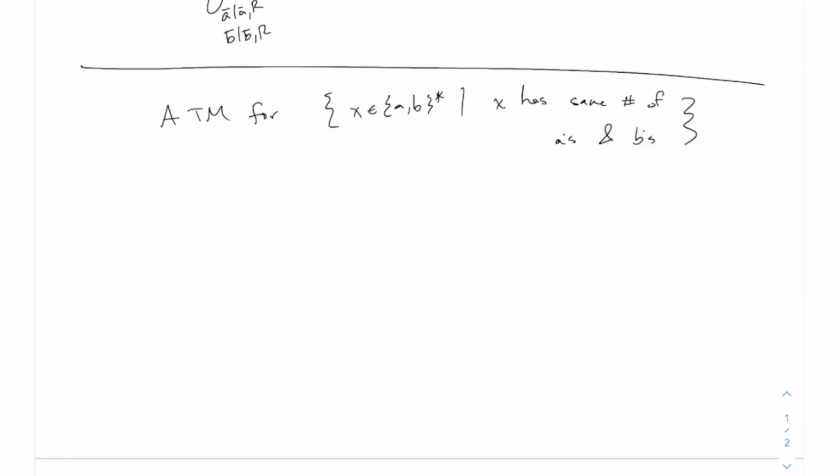Same number of A's and B's. My strategy is you look at the first letter, right? And if the first letter is an A, then you have to look through the rest of the string and look for a B and match them together. So you mark off the A and mark off the B. And then you go back to the beginning and see what the next letter is.